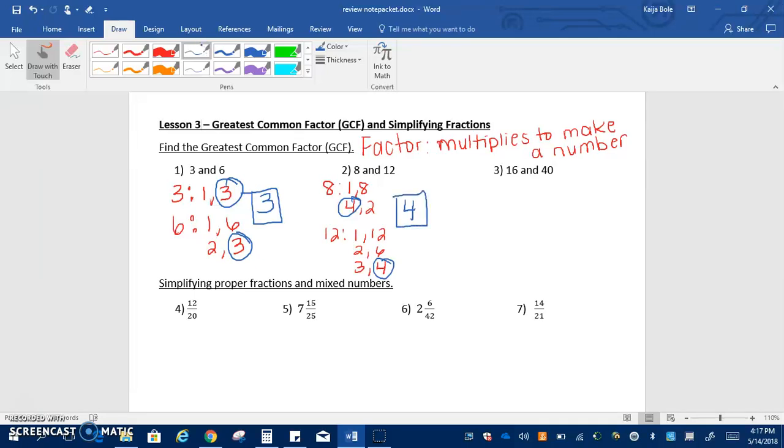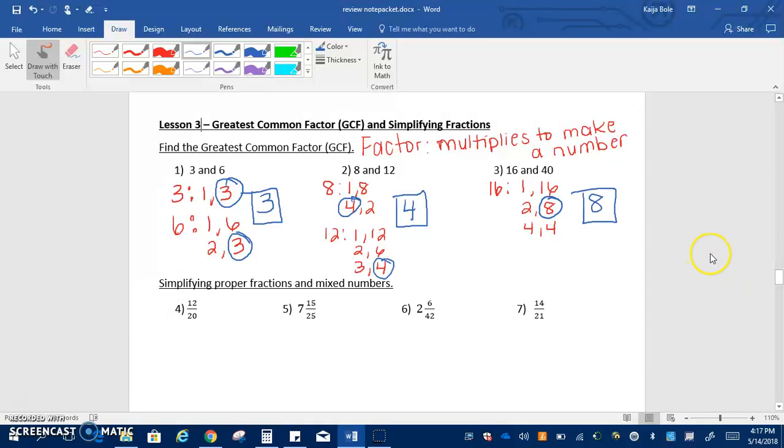Now 16 and 40, I don't want to list out all of the factors, so I'll pick the smaller number and I can list out the factors of 16. So we have 1 and 16, we have 2 and 8, and then we have 4 and 4. So now we're looking to see what numbers go into 40. We're not sure if 16 goes into 40, and it doesn't. So the next biggest number is 8, and 8 does go into 40. 8 times 5 gives us 40. So our GCF would be 8.